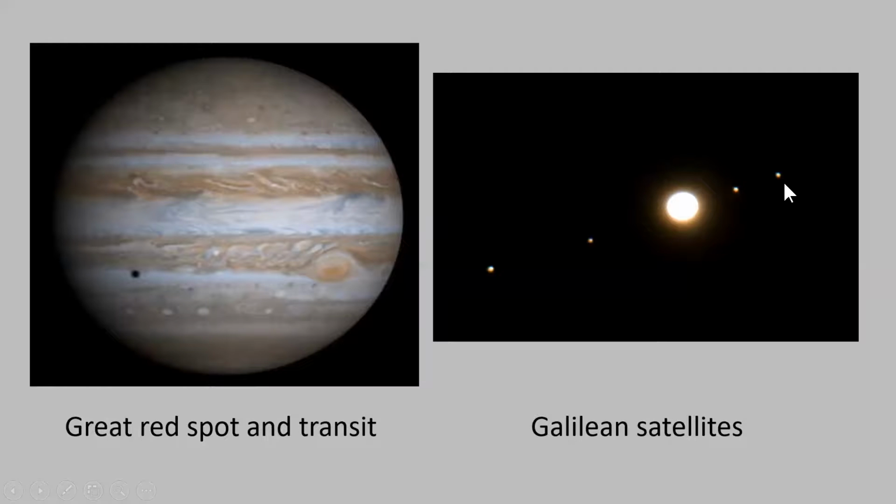And in a couple hours in a night, you could see a difference, because the inner one, Io, goes around the planet in just a couple of days, so it moves very quickly. And you can actually watch, if they were lined up correctly, the shadow going across the surface of Jupiter.